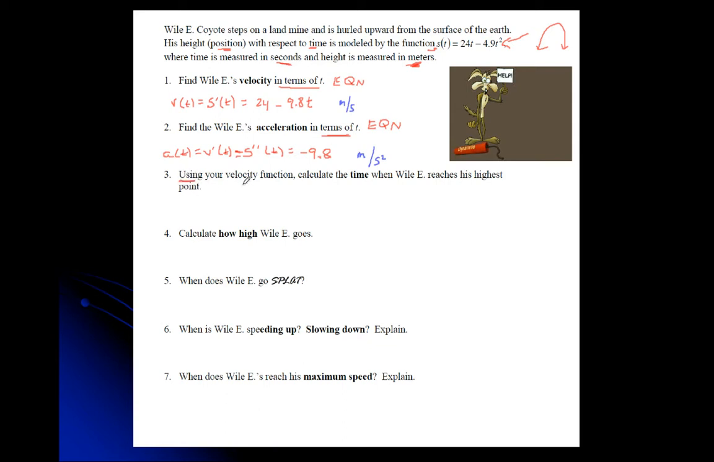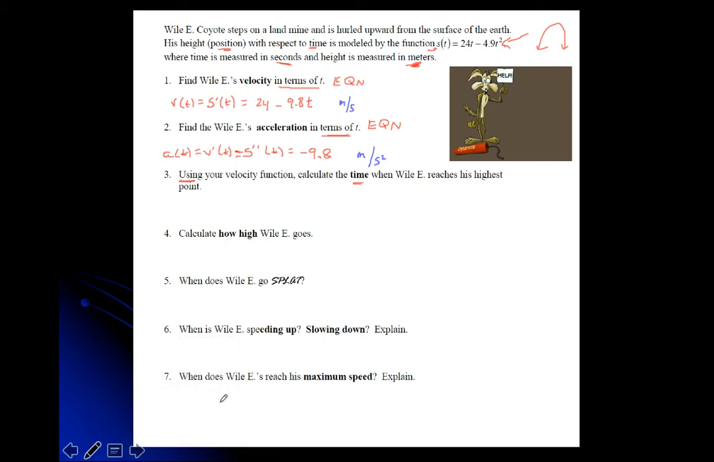So using your velocity function, calculate the time when Wile E reaches his highest point. Now, you know this is a parabola. The highest point is a maximum. I don't need calculus to find the maximum, but part of the directions on the AP exam will be anytime you're expected to find a max or a min of a function, even if you have your calculator in your hand, or even if you're just using algebra, you will lose points if you do not show the calculus that you needed to use to find it.